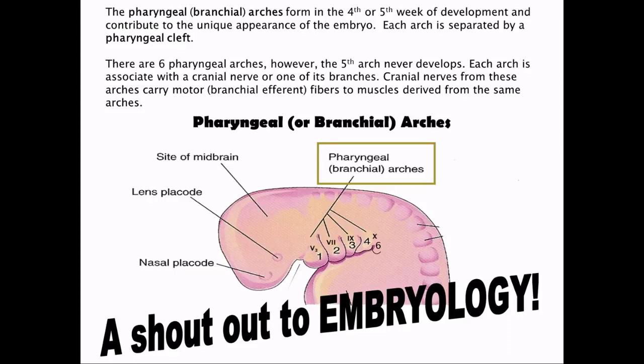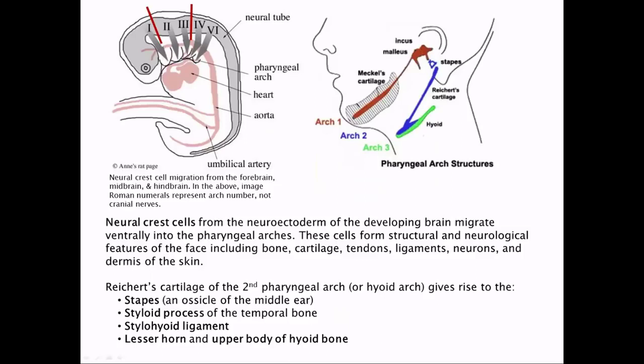Another unique feature of cranial nerves is that they carry branchial efferent fibers. These motor axons innervate the skeletal muscles that are derived from the same pharyngeal arch mesoderm that the cranial nerves themselves originate from. You will see examples of this in just a moment. Each pharyngeal arch contains neural crest cells and mesoderm.